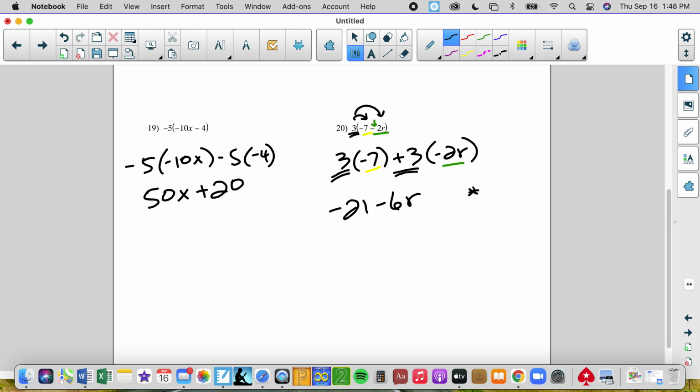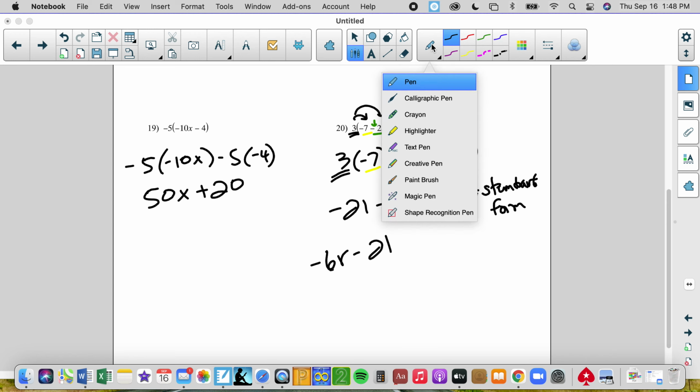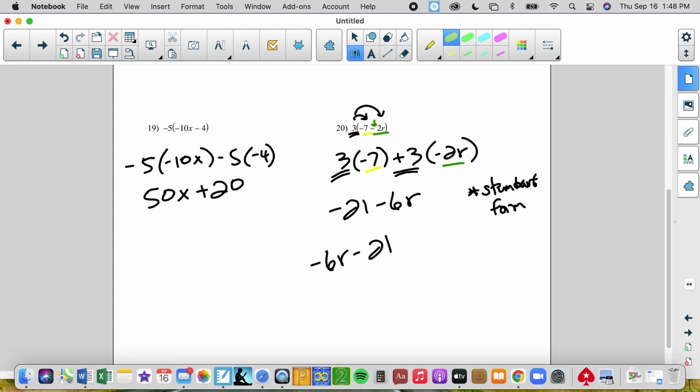Now, we have to remember to put it in standard form. We talked about it. It was on the assessment. So we can't leave this. Standard form says variables must come before constants. What are the 2 terms here? I had students write it incorrectly. It's a negative 21 and a negative 6r. So if we write the variable first, that negative has to go with the variable. And if we write the constant second, that negative has to go with the constant.